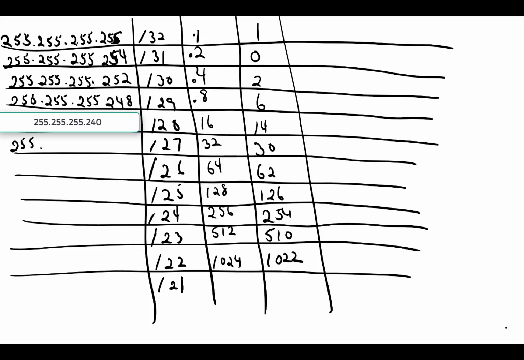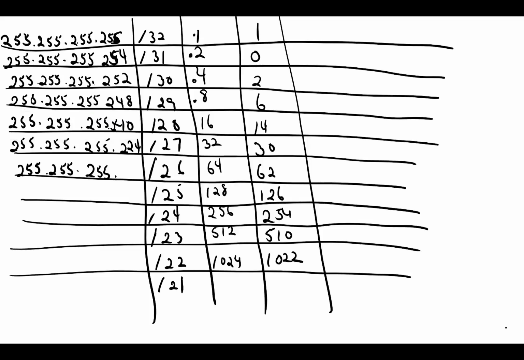Next is 255.255.255, and 240 minus 16 is 224. Next is 255.255.255. 224 minus 32 equals 192. 255.255.255, and 192 minus 64 equals 128. 255.255.255. 128 minus 128 is 0.